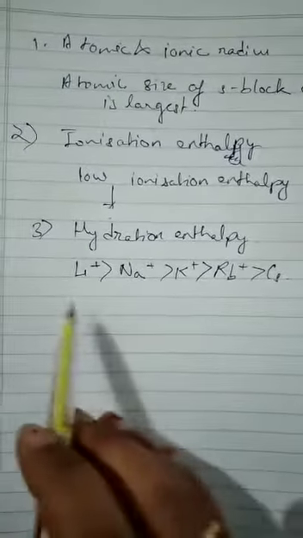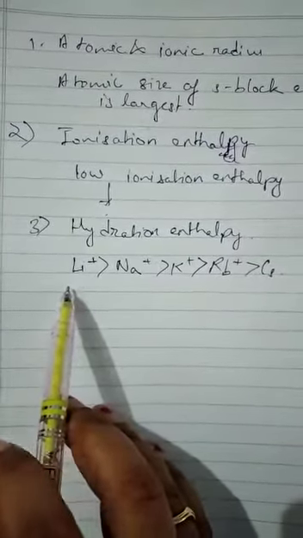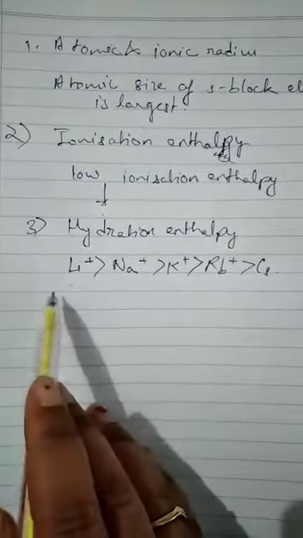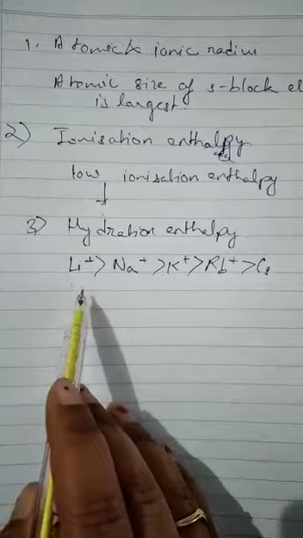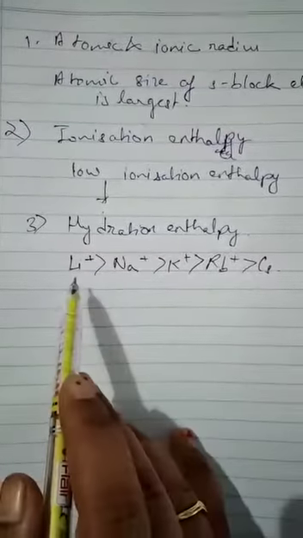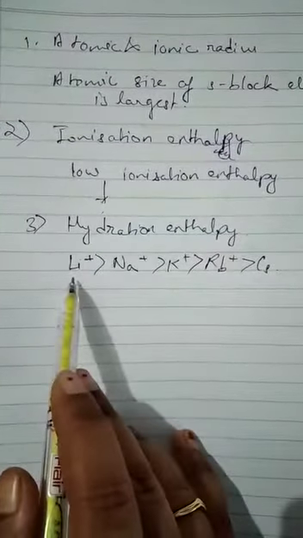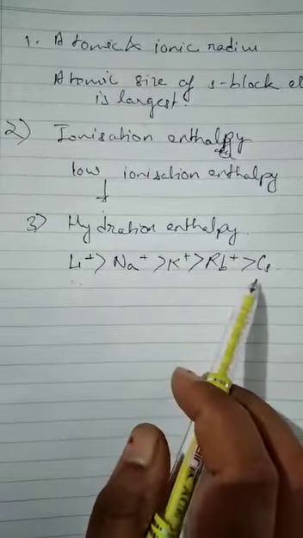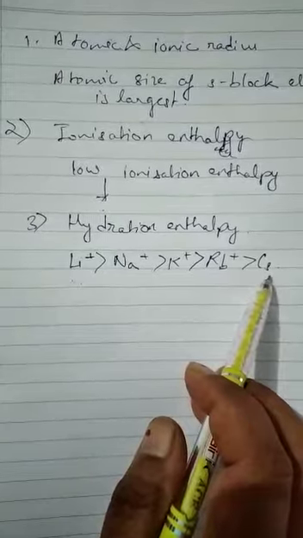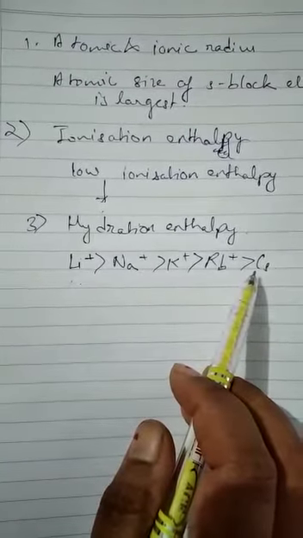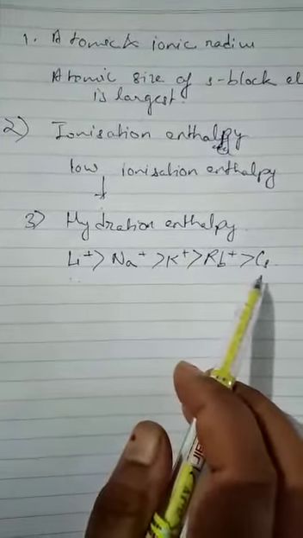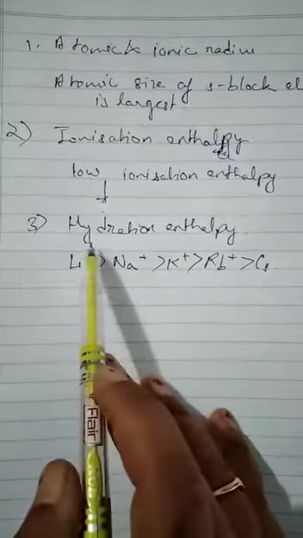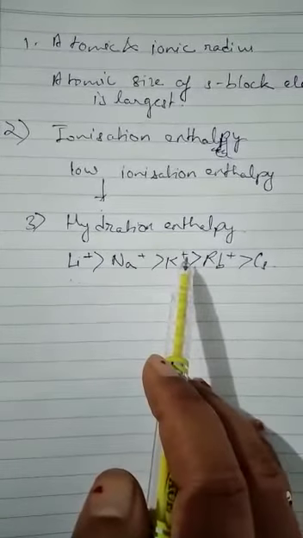Okay, so as you can see here, the hydration enthalpy of the alkali metals decreases with the increase in size. Here lithium is the smallest, so that is why the hydration enthalpy is the greatest in case of lithium, and cesium is the largest in size. That is why the hydration enthalpy is the least in case of cesium. Okay, so when we move from top to bottom in a group, hydration enthalpy decreases.